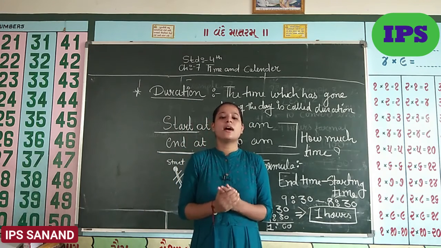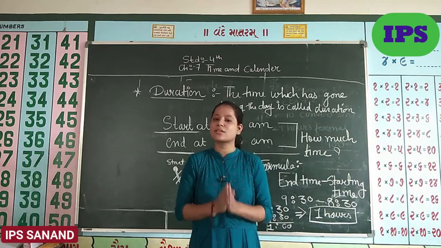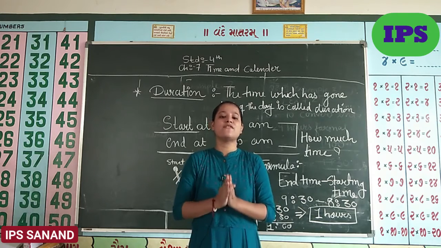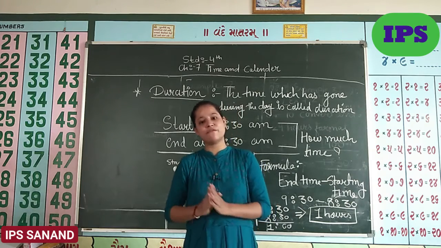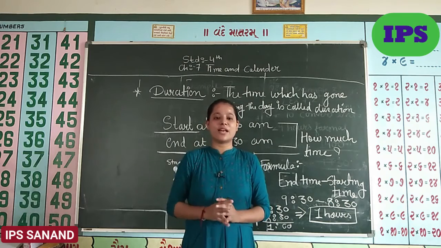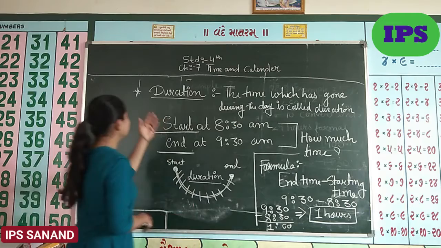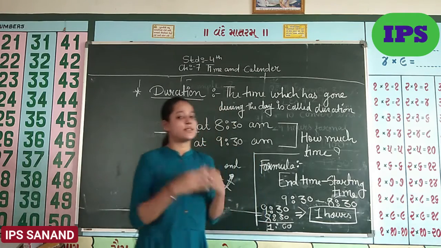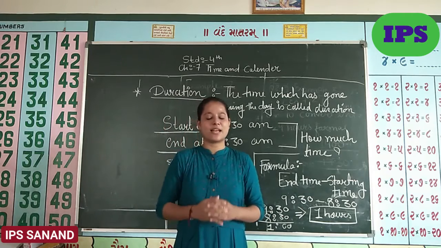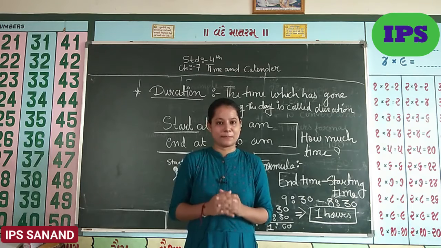Then we have studied the two concepts of analog clock and digital clock. Analog clocks are divided into 12 divisions of time, and in digital clocks we don't have the division, we have the hours from 1 to 24, because in a day we have 24 hours. Then we have studied duration. What is duration? The duration means the time which has gone or which has passed. I have given you many examples to understand the concept.